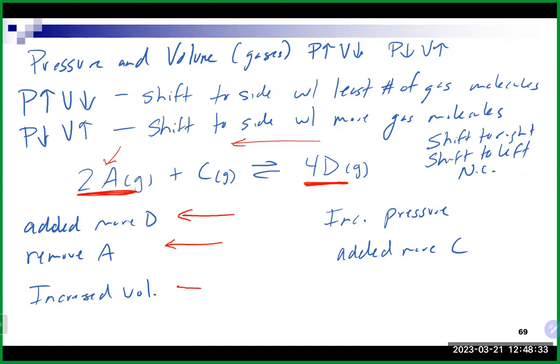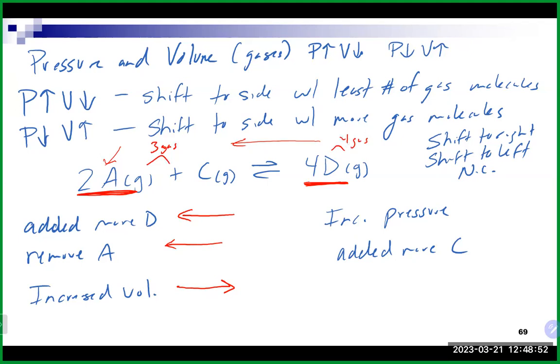If I increase the volume, which way? It should go to the right. When I increase the volume, that means the pressure comes down. To increase the pressure back up, with a bigger volume, I need more gas molecules. Left-hand side has 3 gas molecules. Right-hand side has 4 gas molecules, so it would shift to the right.